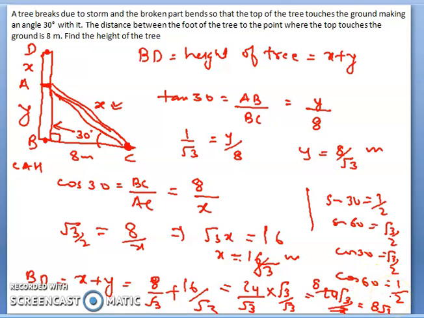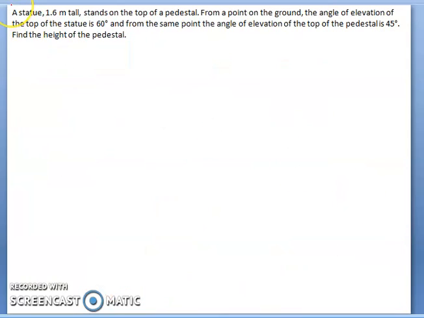So this is the height of the tree. So finally what we can write? BD is equal to 8 root 3 meter. This is the height of the tree. Answer. Okay, so this is how we first draw the diagram, and using the diagram we apply the trigonometric ratios and we calculate the unknown values. Now moving to the next question.